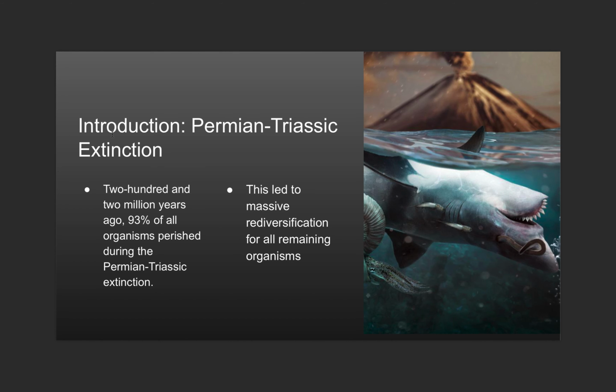So, first of all, the Permian-Triassic extinction was an event that occurred about 202 million years ago. It wiped out about 93% of all living organisms on Earth, and this in turn led to massive rediversification of all remaining organisms. Now, unlike our historical understanding of the Cretaceous-Paleogene extinction, where a meteor impact led to the death of the dinosaurs, the cause of the Permian-Triassic extinction is less clear. Most of it is highly speculated given that it occurred much longer ago than the extinction of the dinosaurs.